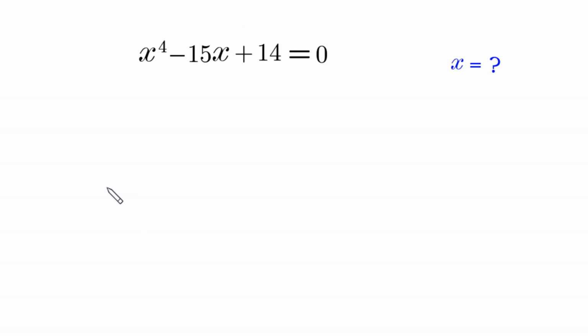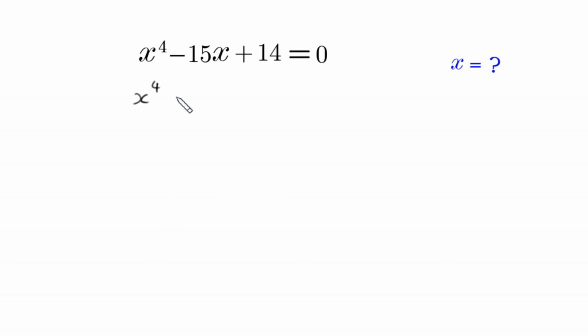Hello everyone, you are welcome to how to solve this very nice quadratic equation. x to the power 4 minus 15x plus 14 is equal to 0. Our job is to find all possible values of x. So let's start by adding 1 to both sides.